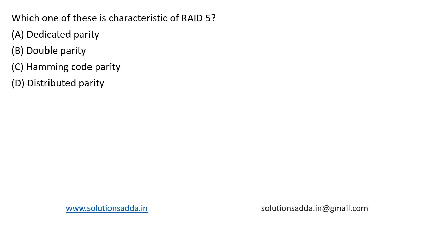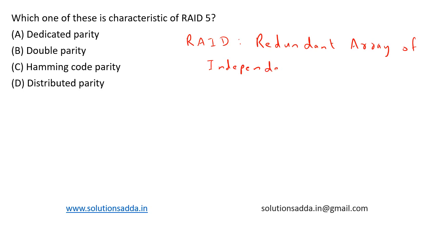This is a question from databases. Which one of these is a characteristic of RAID 5? Dedicated parity, double parity, Hamming code parity, and distributed parity. First of all, what is RAID? RAID stands for redundant array of independent disks. It is a way of storing the same data in different places on multiple hard disks to protect data in case of a drive failure.